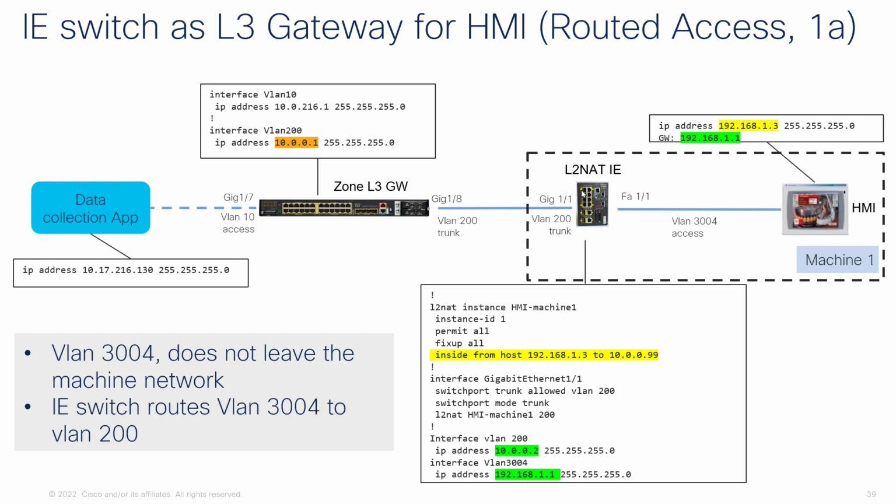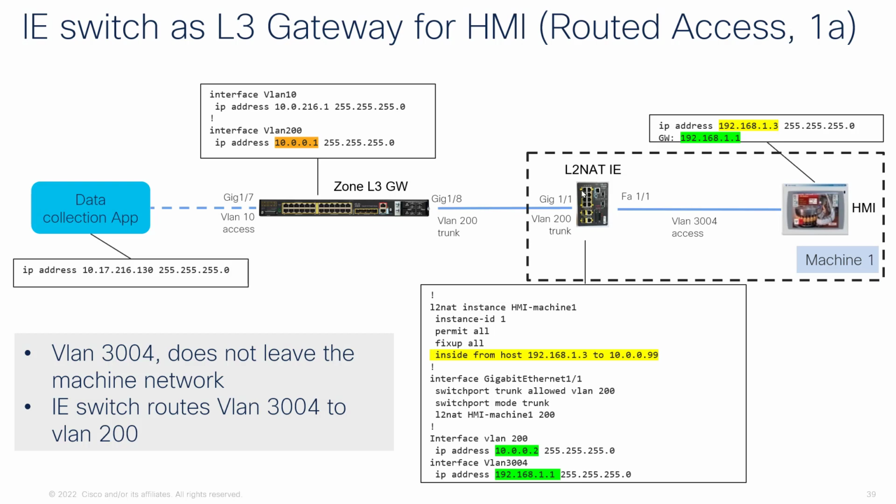So let's go back to 1A again and show you how this might work. If you saw the part 1 video, this looks familiar. We have our data collection app, we have our zone switch, we have our HMI on the right with its gateway as 192.168.1.1. And now because we're doing 1A, that is on the IE switch itself. As you can see, we only have the single rule inside the NAT instance shown highlighted there in yellow.